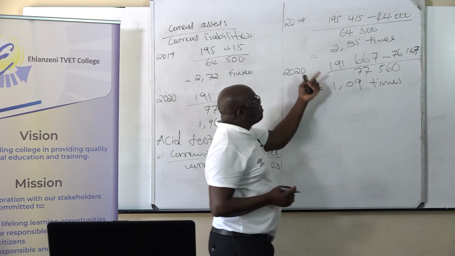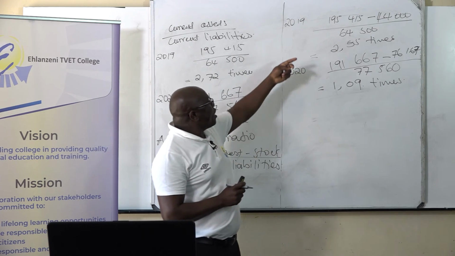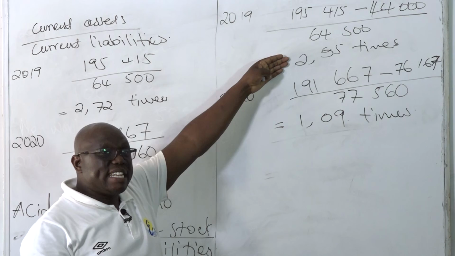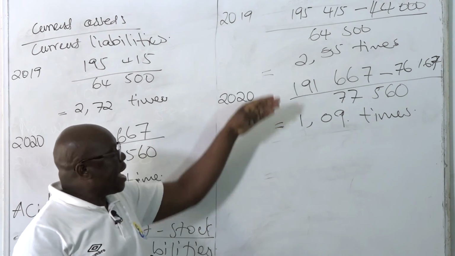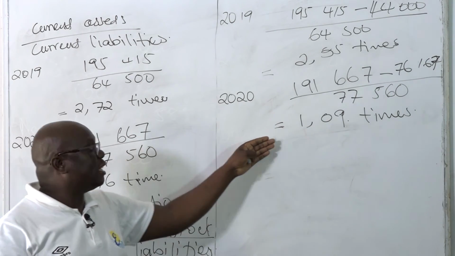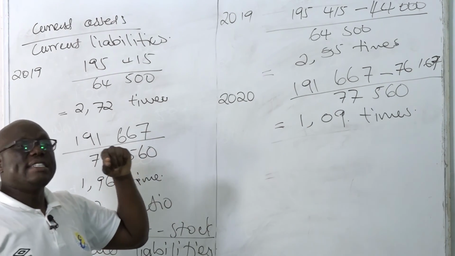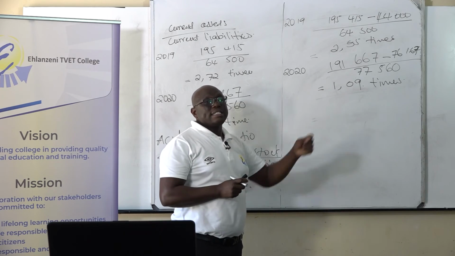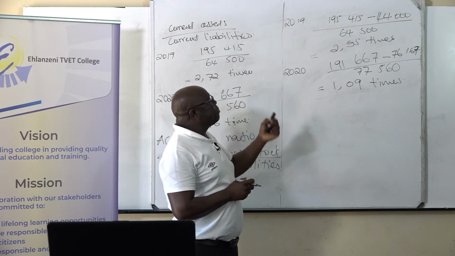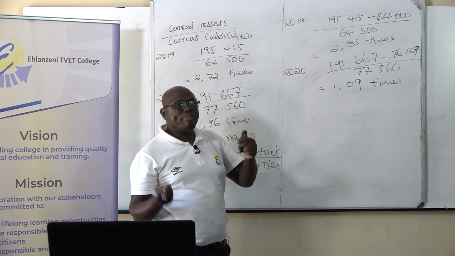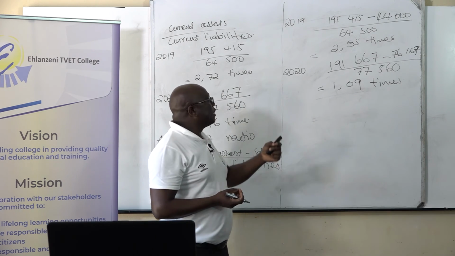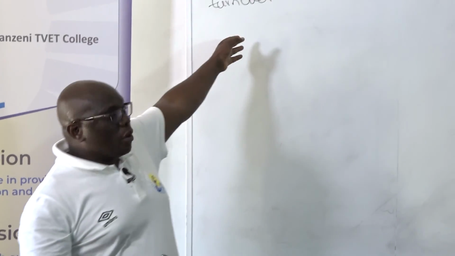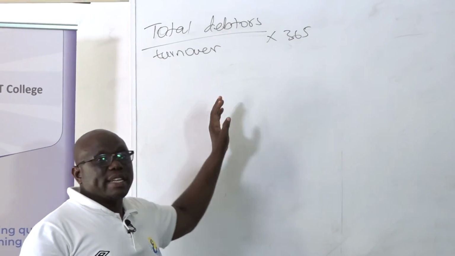So when we compare our acid test ratio for 2019 and the acid test ratio for 2020, it shows that there is a decrease. That means the business is not performing well in terms of comparing the liabilities and the assets. The business has dropped.